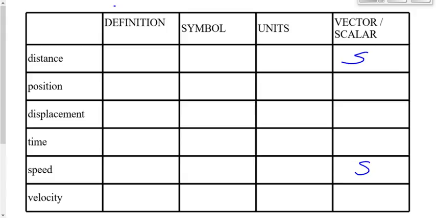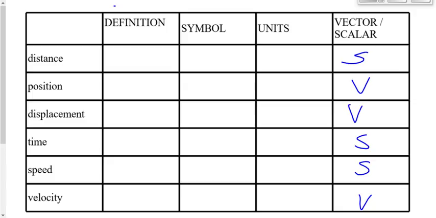Time is a scalar. There's no direction, at least not in the typical sense of direction associated with time. What about vectors? The other ones are all vectors, right? Position is a vector. Displacement, because displacement is defined as the change in position, is a vector as well. And since velocity depends upon displacement, velocity is going to be a vector as well.